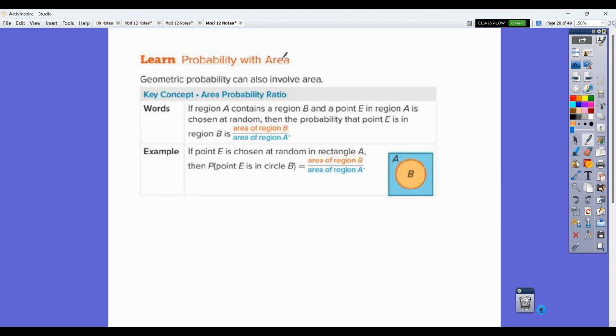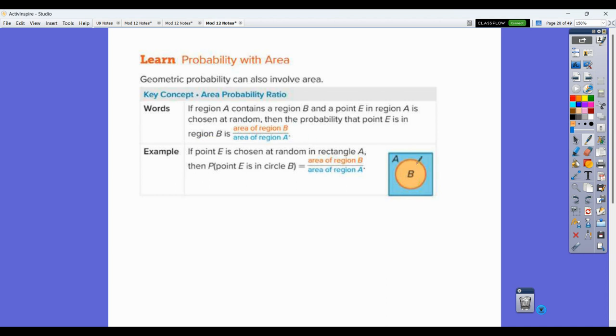So geometric probability with area, it's the same idea. If region A contains a region B, so you see region A also contains B. A is the entire thing, the whole box. It's not with B removed. And a point E is in region A, so we know that E lands somewhere in region A, and is chosen at random. Then the probability that E is in region B is the area of region B divided by the area of region A.